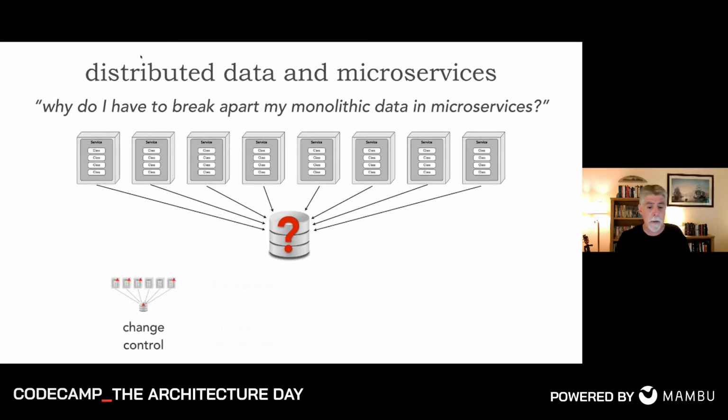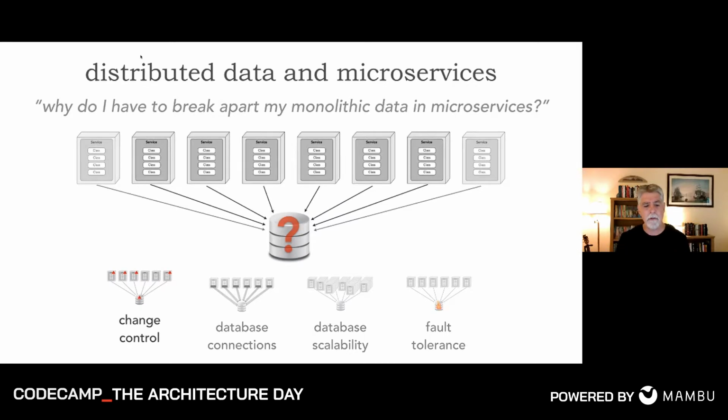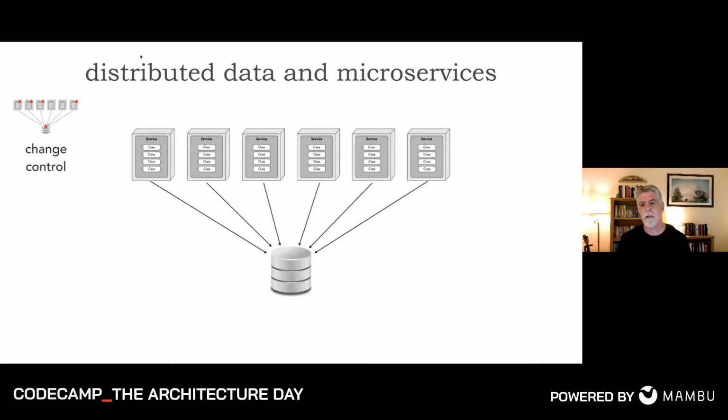The first is all about change control. The second is database connections. The third is about scalability, and then fault tolerance. Let's take a look at each of these, because the first two are really the most significant, and scalability and fault tolerance are secondary. But first I want to talk about the change control piece.